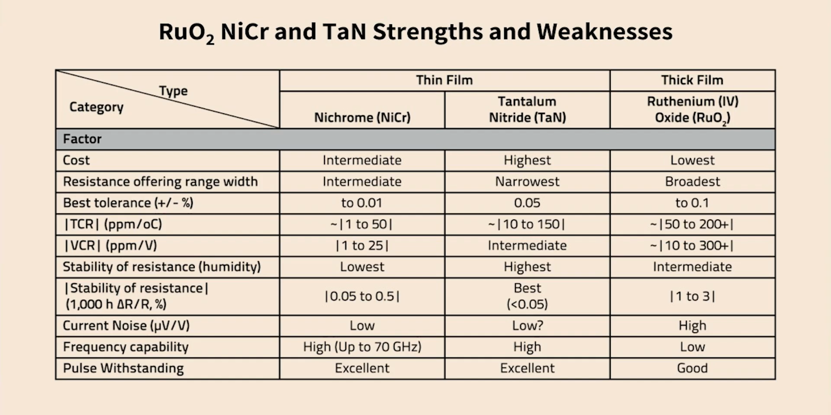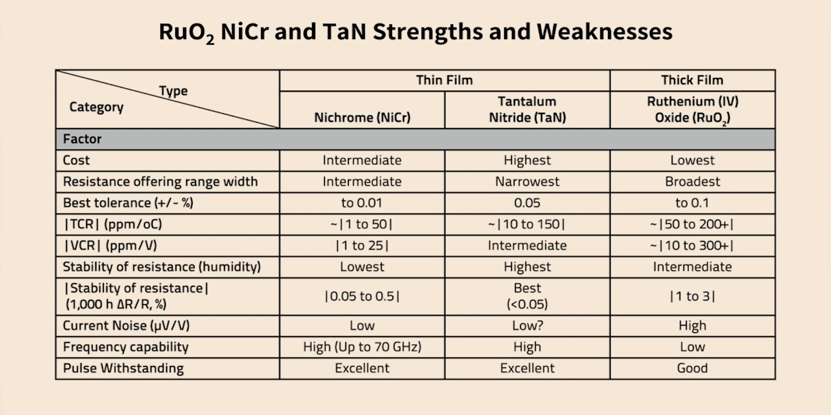This table provides a comparative overview of the strengths and weaknesses of resistors made from ruthenium oxide, nickel chromium, and tantalum nitride. Each material has its unique attributes that make it suitable for specific applications. Nickel chromium thin film resistors offer a balance between cost, precision, and performance. They provide tight tolerances with values as low as 0.01% and low TCR and VCR ratings, making them well suited for high frequency and low noise applications, such as RF circuits or instrumentation. However, their humidity resistance is relatively low, which can limit their use in harsh environmental conditions.